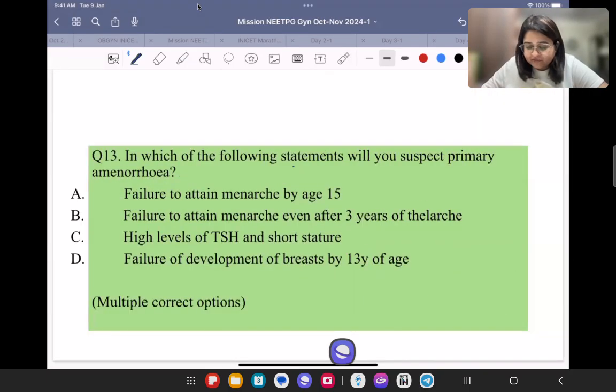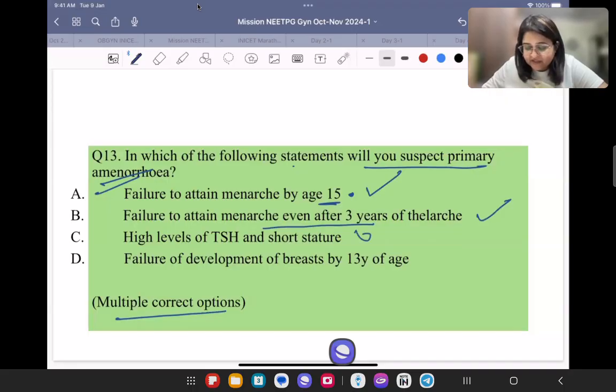In which of the following statements will you suspect primary amenorrhea? This was the INI, multiple options correct. Okay. Failure to attain menarche by age 15 is correct. So irrespective of secondary sexual characters are there or not, the upper limit is 15. Failure to attain menarche even after 3 years of thelarche also. Okay, this is also there.